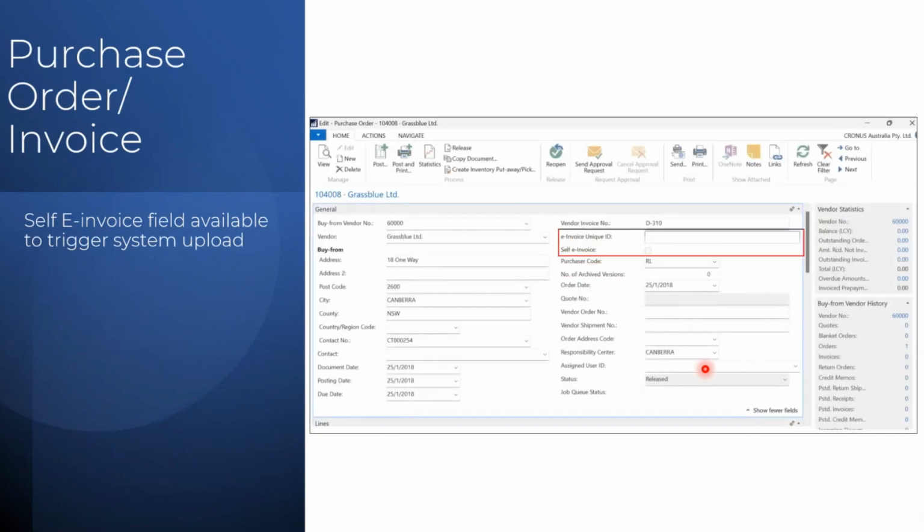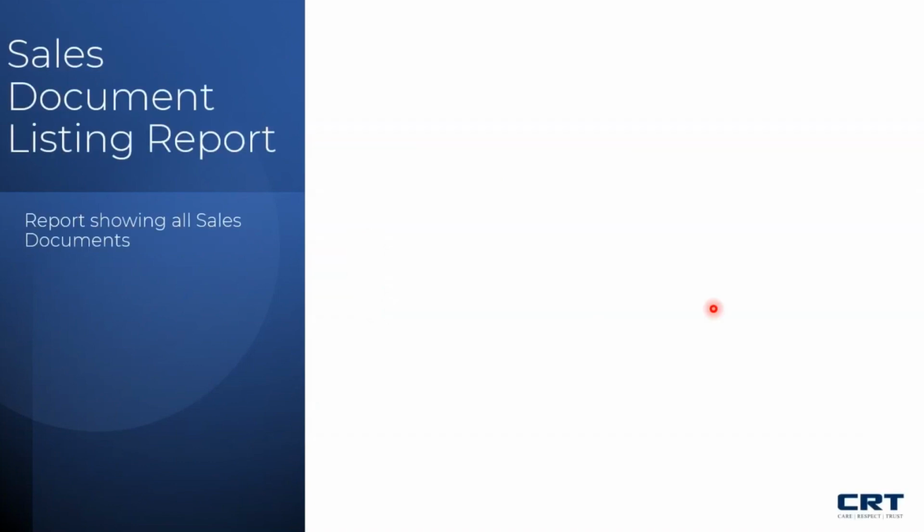We have the unique ID, and for the user to define whether this is a self-bill e-invoice or not. Only if the self-bill e-invoice is equal to true will it allow you to put it into the queue. So putting into the queue is similar to what we have in the posted sales document as well.